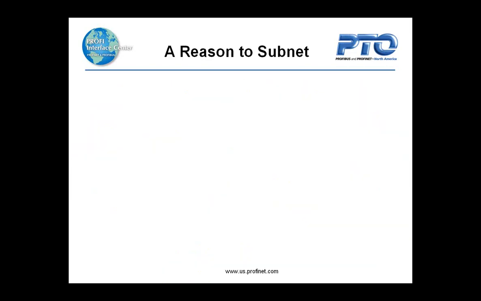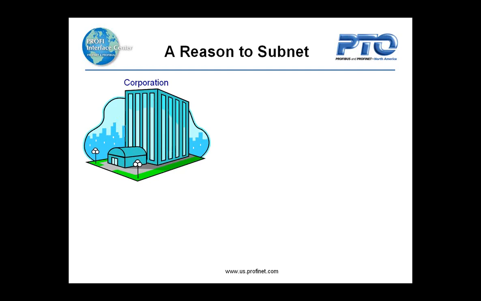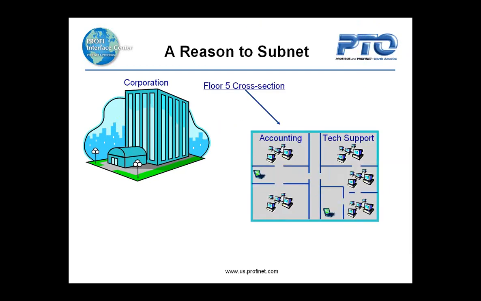Now, there's also a function with Ethernet and with the IP address called a subnet mask you may have heard of. It's a subnet mask. And with that mask, we can now create what's called subnets. Let's say we have this floor in a building. We have the accounting department and the tech support department.